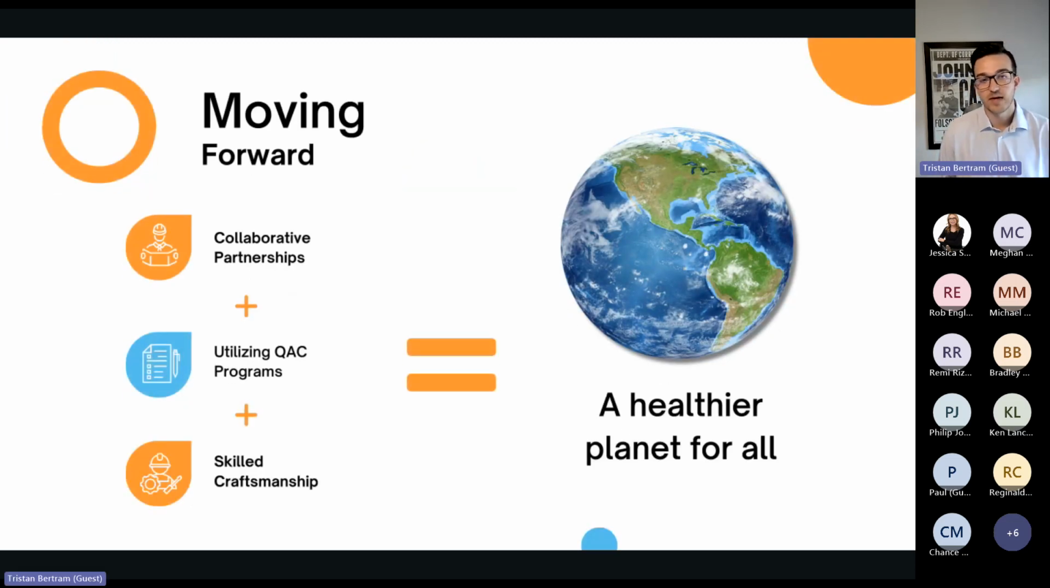So moving forward, I'd like to invite you to collaborate with us to advance sustainability through mechanical insulation. We can harness the power of collaborative partnerships, QAC programs, and skilled craftsmanship to elevate customer satisfaction and reduce Canada's carbon output. I encourage you to join us in executing our mission by working with a reputable insulation contractor and sharing the impact of proper insulation systems with your clients.